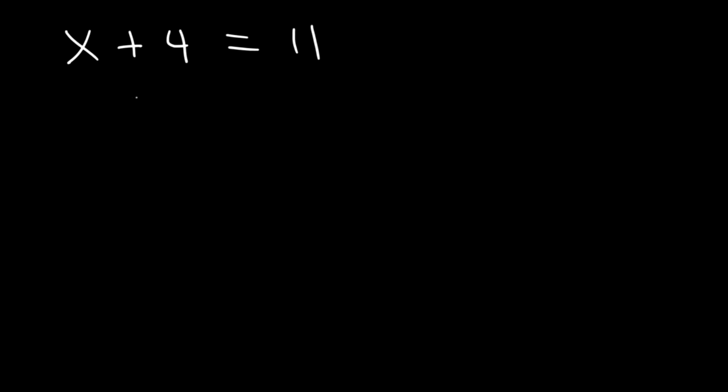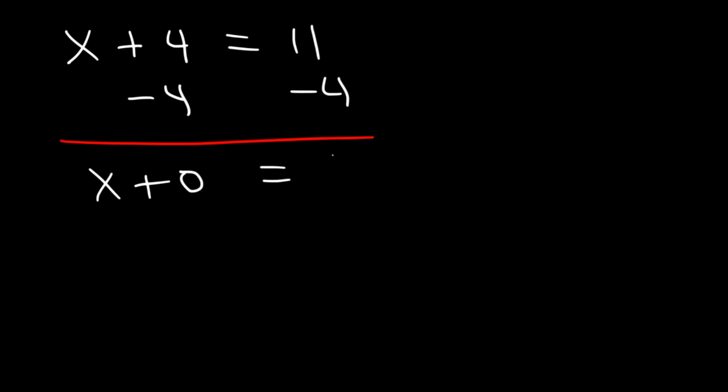So if we subtract both sides by 4, we can get rid of the positive 4 on the left. 4 plus negative 4 is 0, and 11 minus 4 is 7. Any number added to 0 will be equal to that number. So x plus 0 is simply x. Therefore, x is equal to 7.